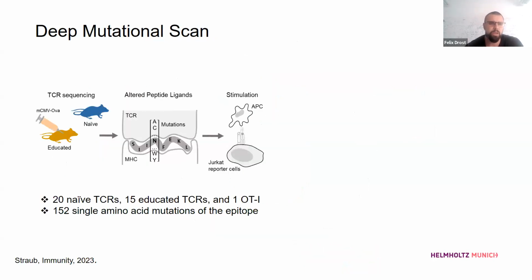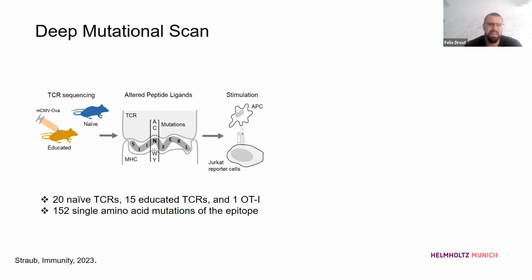For that, we have a special data set where we had a deep mutational scan of the base epitope. Basically, what the team of Dirk Busch at the Technical University of Munich did was take the single epitope and mutate every position to all 19 other amino acids. That led to a total of 152 single amino acid mutations of this epitope, so 152 altered peptide ligands.